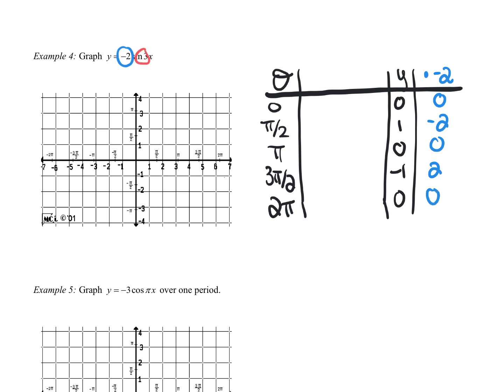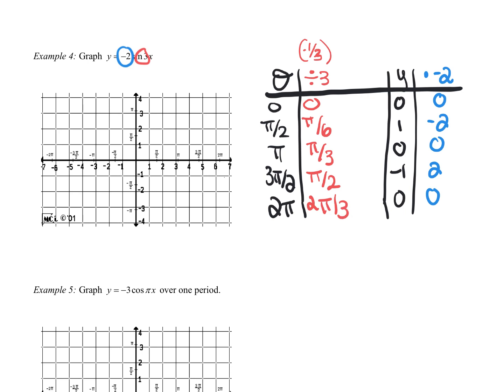Then the 3 right here, that's the one that's lying. So instead of multiplying by 3, you're going to divide by 3, which is the same thing as multiplying by 1/3. So you get 0, pi over 6, pi over 3, pi over 2, and 2 pi over 3.